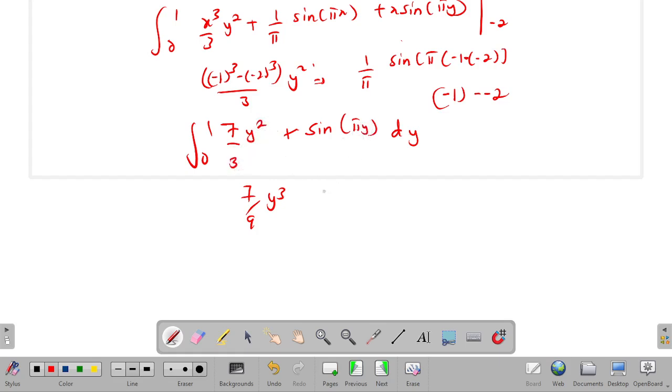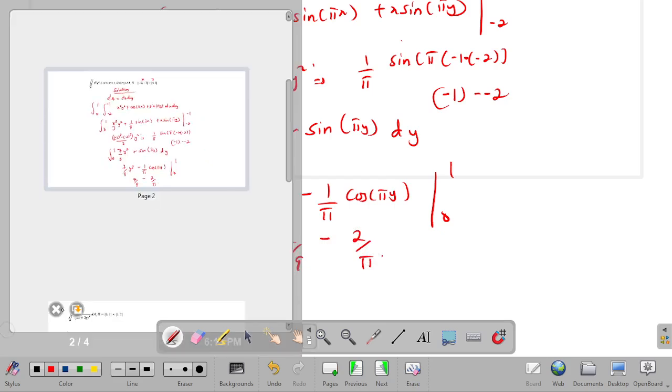This, with respect to y, I get minus 1 over pi, full sine of the expression pi y, through substitution. And I simply put 0 to 1. What do I get? I get 7 out of 9 minus 2 pi. As simple as that. Now, let's check our next problem.